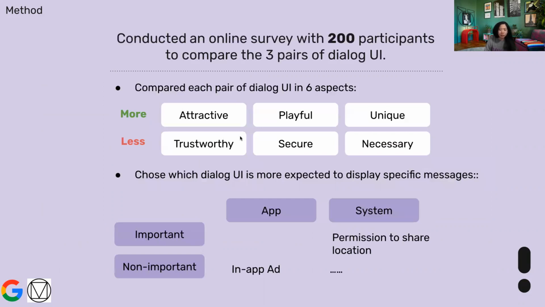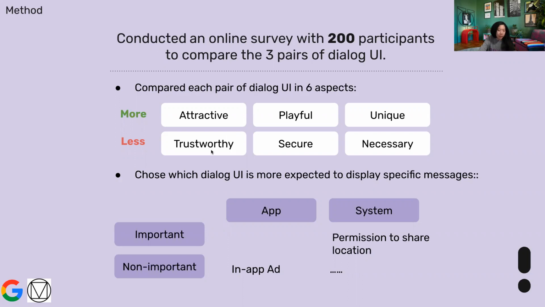We conducted an online survey with 200 participants and had them compare 3 pairs of dialog UIs regarding characteristics like trustworthiness, perceived importance of the displayed messages. We also selected 8 typical dialog messages to represent important, non-important, and app versus system messages to prompt users' perception on which dialog is more expected to present a certain message. For the data analysis, we did descriptive analysis and statistical modeling to examine how shapes and different types of messages played a role here. If you are interested, please refer to our paper.